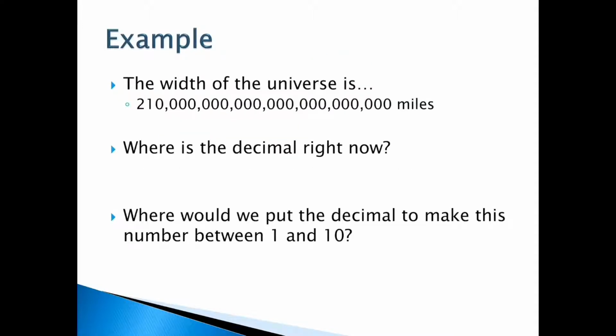All right, so let's take a look at this one. The width of the universe is this really astronomically large number in miles. Where's our decimal point right now? Well, we know our decimal point is at the very end because we don't see it anywhere in this number. And where are we going to put our decimal point so that the number is 1 through 10? Well, it's going to have to be between the 2 and the 1, because if we put it after the 1, it's going to be 21. If we put it before the 2, it's going to be 0.21, which isn't between 1 through 10.